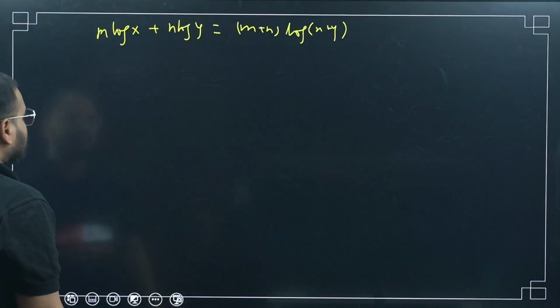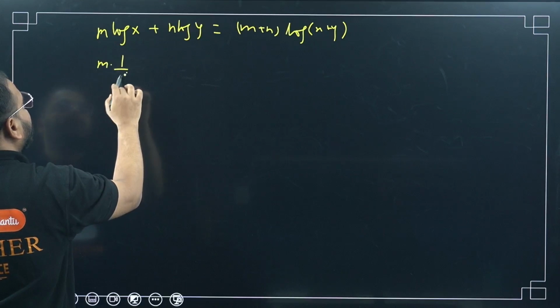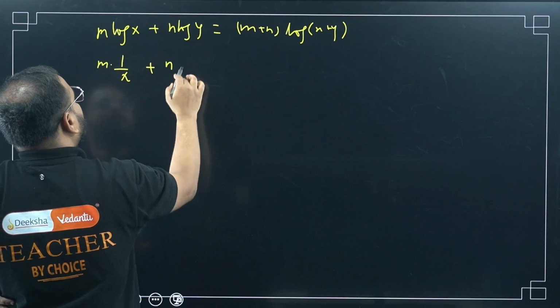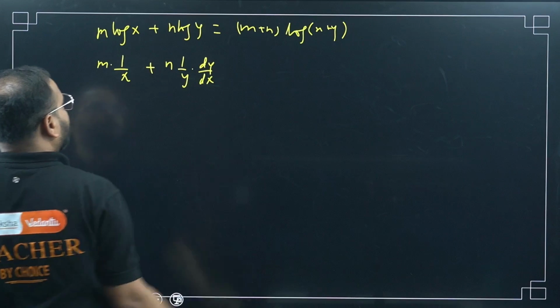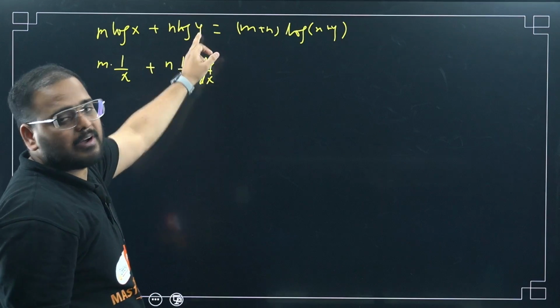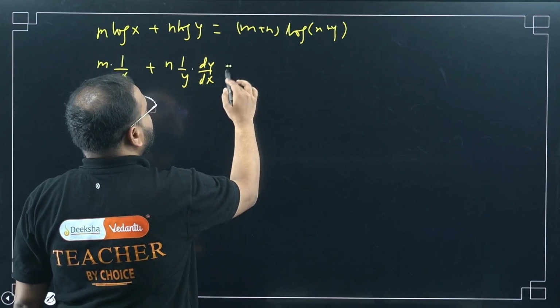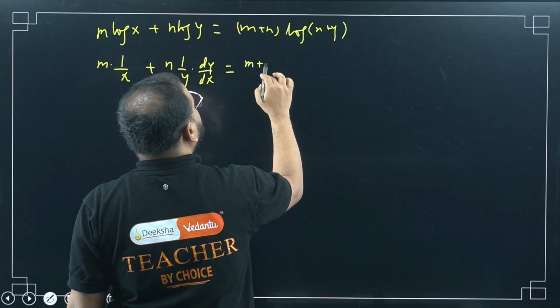Differentiate it. m as it is, it becomes 1 by x over here, and for y it becomes 1 by y dy by dx. For x it was 1, so I don't have to write it. But for y I have to write dy by dx. m plus n is a constant, I can keep it out.